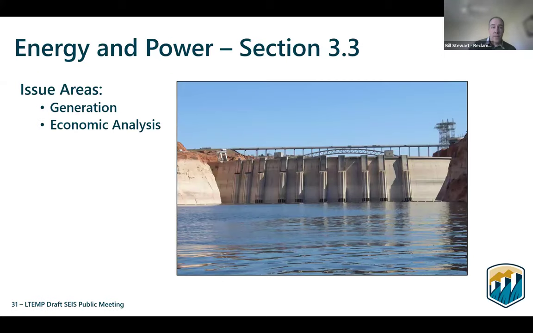Next slide. So we'll start with energy and power. This is found in section 3.3 of the document. What is analyzed in this draft SEIS are two issue areas, generation and economic analysis. And we expect to have some additional modeling that's not in this document, but will be in the final EIS. Go ahead and go on to the next slide.